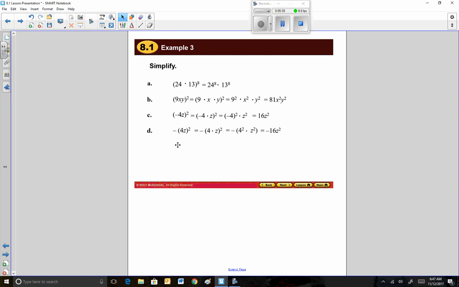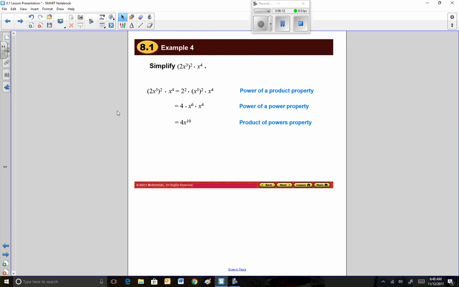Let's try D. This says take this entire term 4z to the second power. Leave the negative sign out in front. It's not inside the parentheses, so leave it there. So we bring this over and we have negative. We have 4 to the second power inside and z to the second power. Now 4 to the second power, 4 times 4 is 16. Times this negative out front gets you a negative 16. And then we have z to the second power just brought right over.